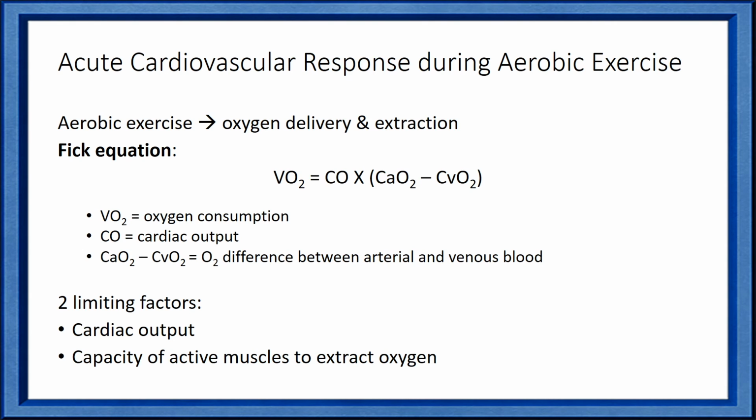The determinants of oxygen consumption are summarized in Fick's equation as follows. Oxygen consumption equals cardiac output times the oxygen difference between arterial and venous blood. Thus, there are two major factors that could limit maximum oxygen consumption. First, cardiac output, and second, the capacity of active muscles to extract oxygen.